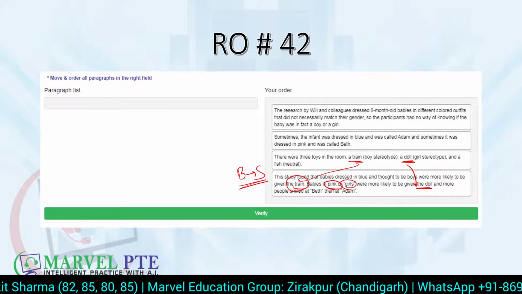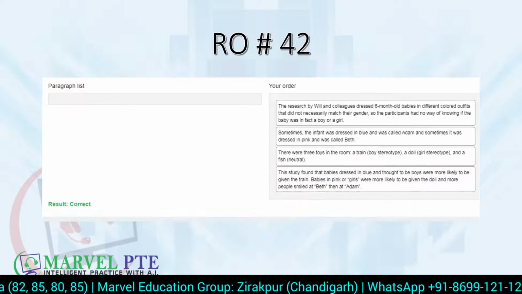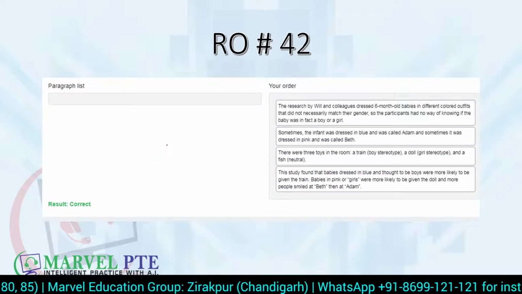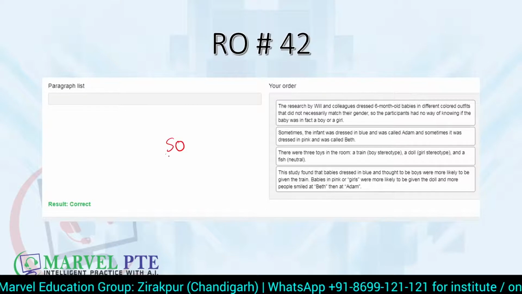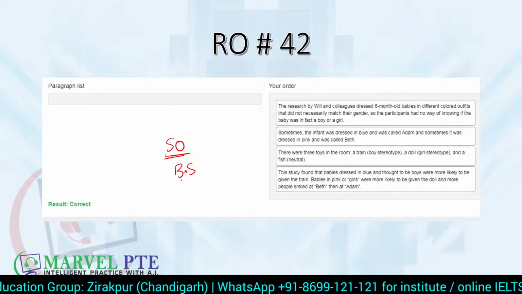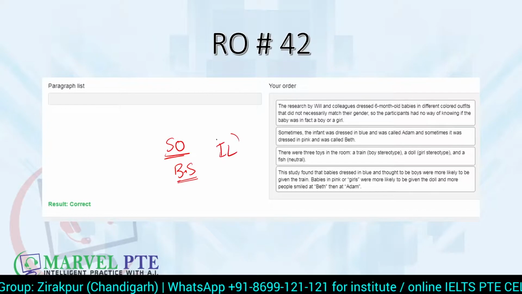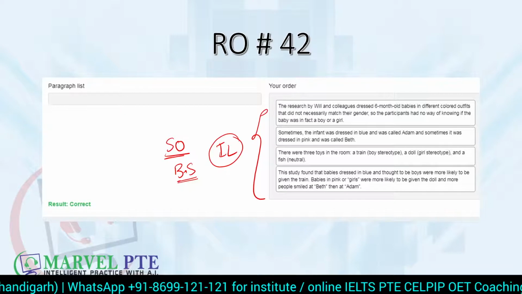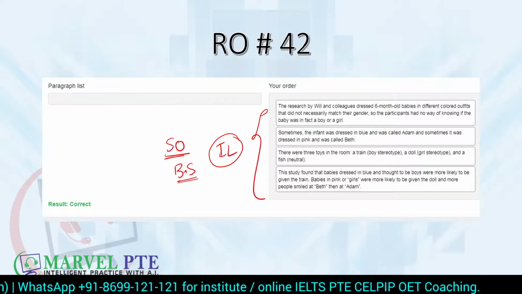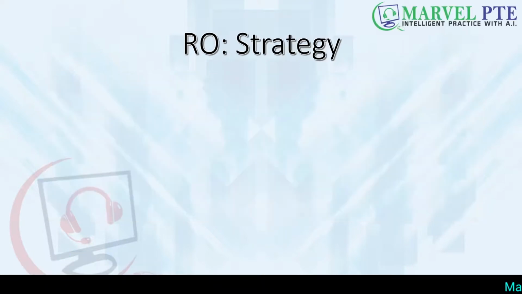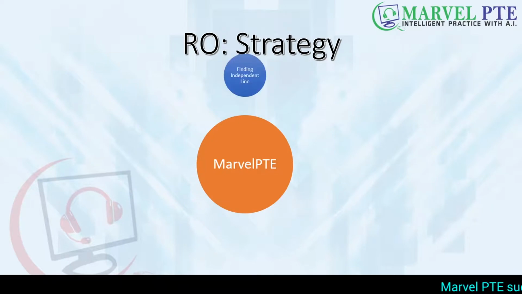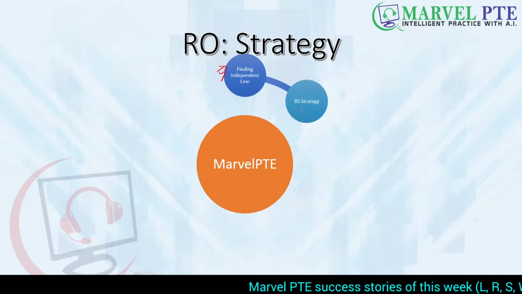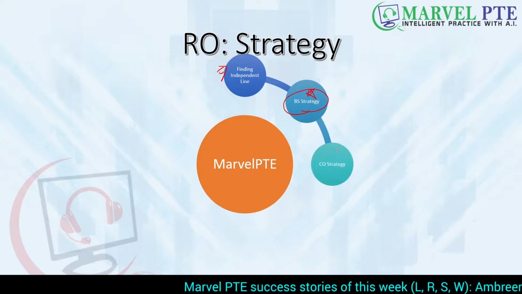Okay, now let's see if the order is correct or not. Yes, the answer is correct. So you see, if you follow our strategies, our SO strategy, broad to specific strategy, independent line rules, you can easily solve your reorder paragraphs. These are certain tips and tricks, the strategies, the hacks you can say, which are going to help you to crack your reading. And what are our strategies? We tell our students who take online coaching or in-institute coaching how to find independent lines. Then broad to specific strategy, you have seen its implementation today.